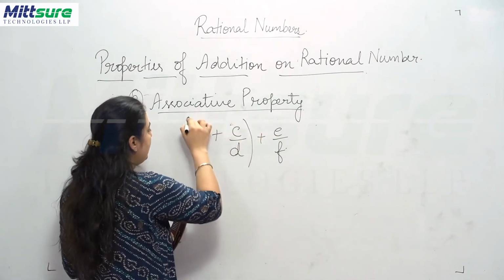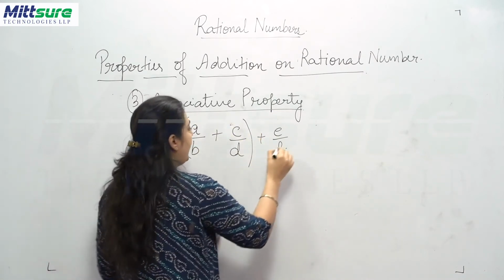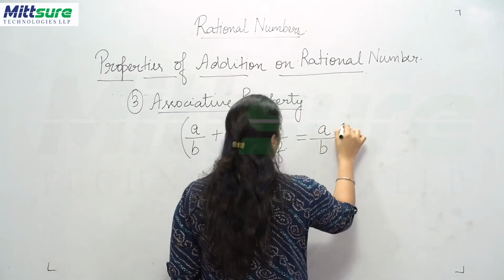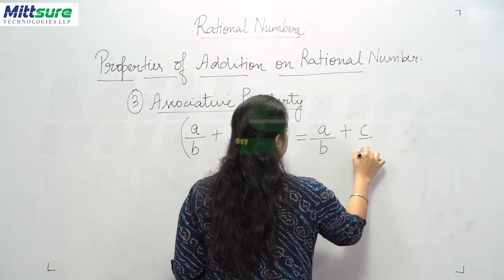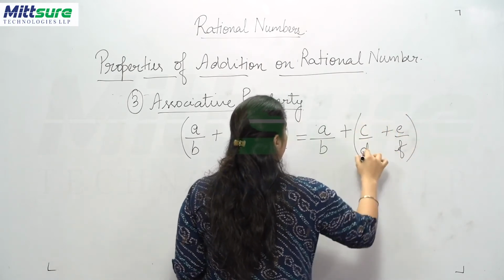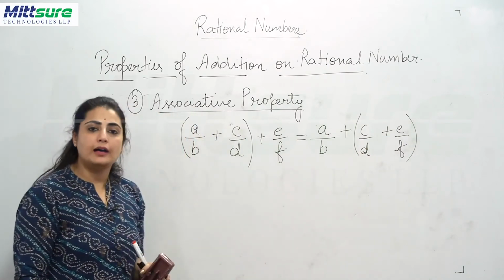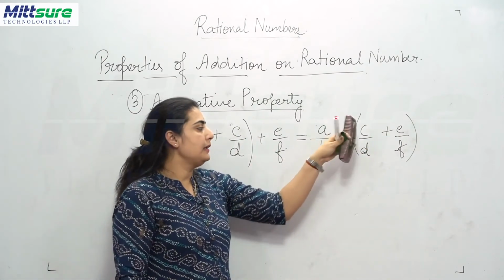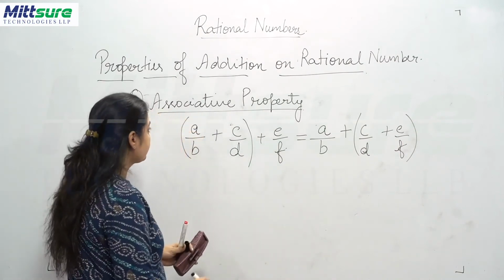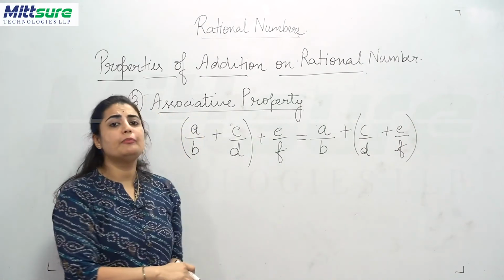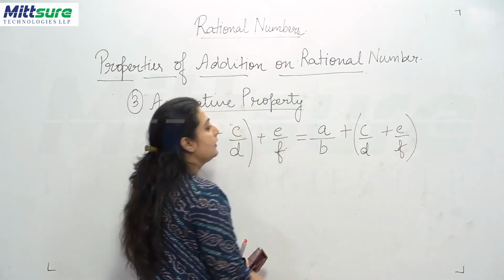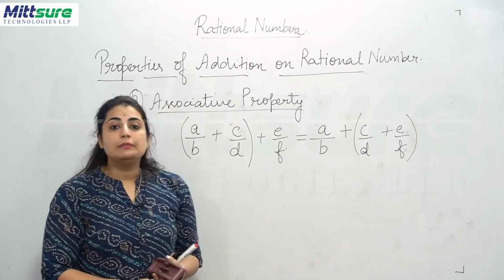Now I will put them in a bracket. Then I have to find out whether they are equal or not. In the next case, I have arranged C upon D plus E upon F inside the bracket. Now, this is what the associative property says. This says that in both the cases, the result will be same.